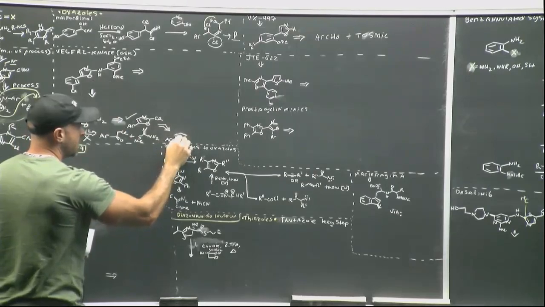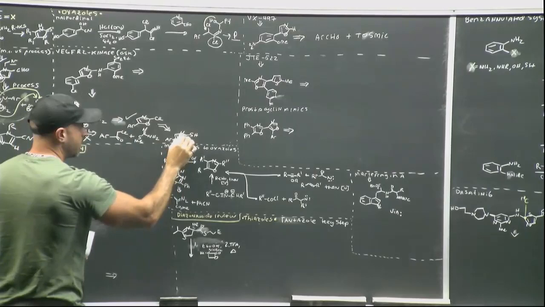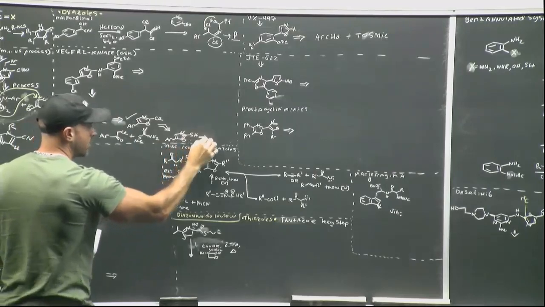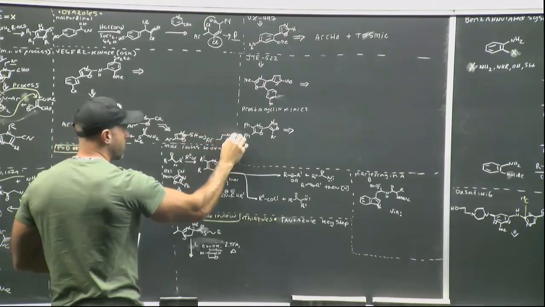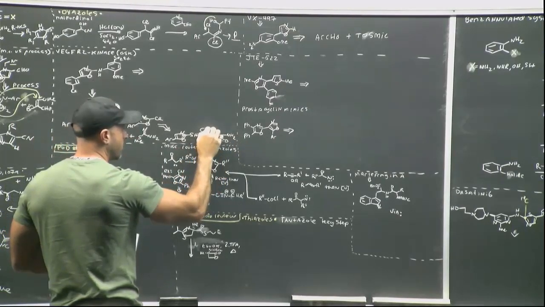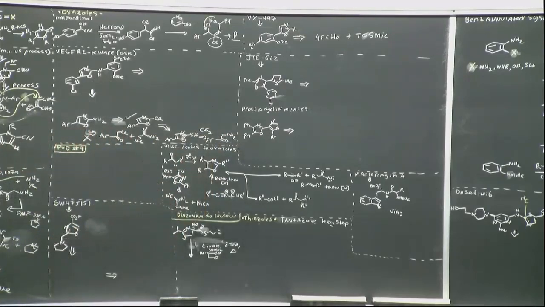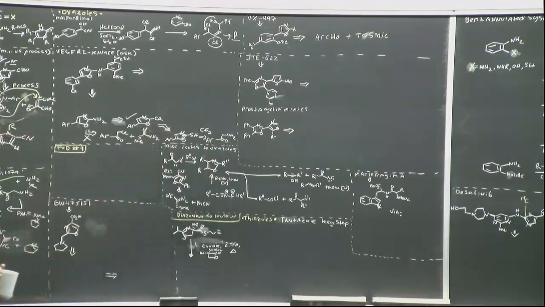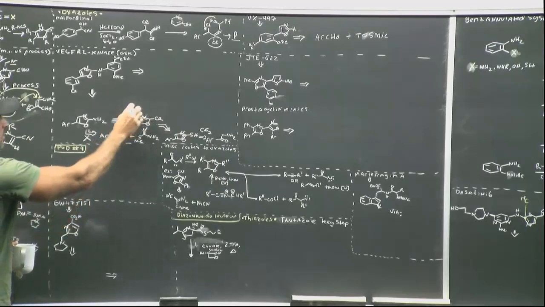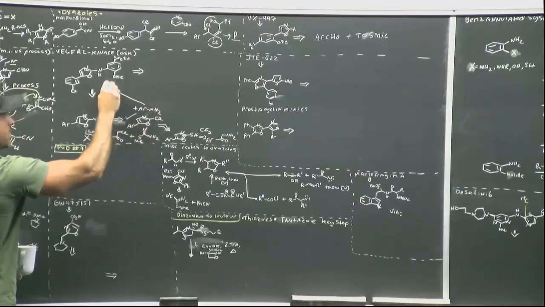And this can be very easily made from that, which just comes from CS2, super cheap. It's smelly, but cheap. That will give you that. POCl3 will give you the chloride. And then adding in your... will give you that.